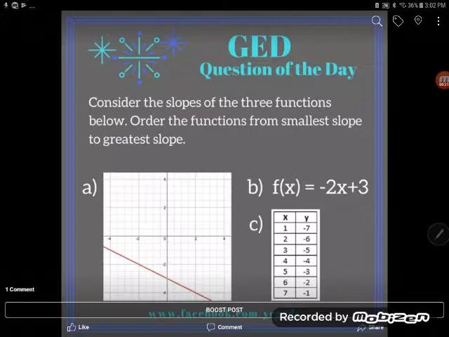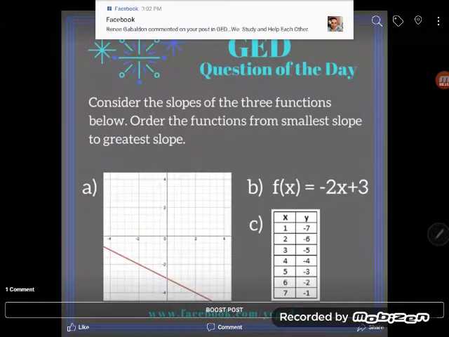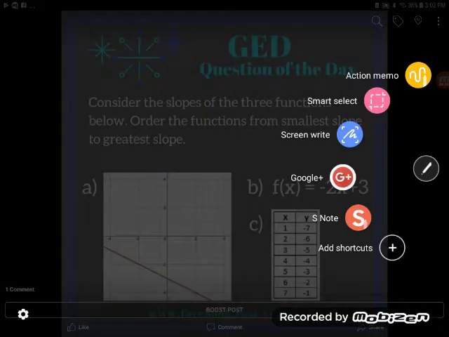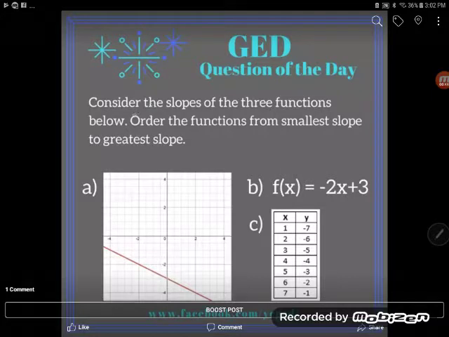So directions here say, consider the slopes of the three functions below. Order the functions from smallest slope to greatest slope. So it sounds like a simple problem. You're just being asked to order things from smallest to largest. In this case, the thing we're ordering is the slope. So a lot of students would be like, well, okay, why do you think that this is a challenging problem? That doesn't look too challenging to me. I can put numbers in order from smallest to largest.